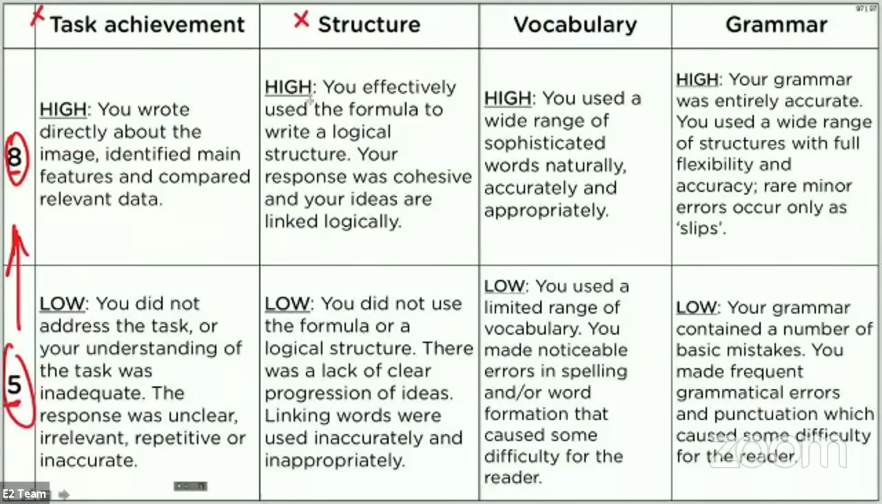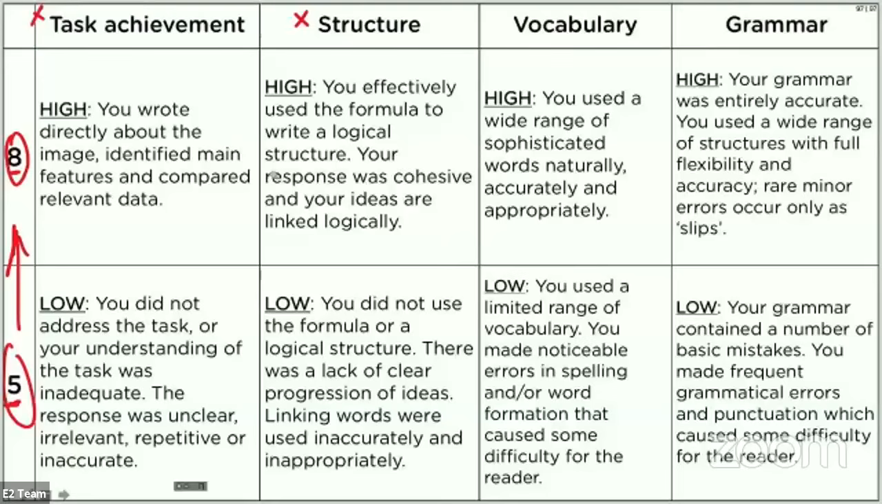Structure. 8 would be that you effectively used the E2 formula to write a logical structure. Your response was cohesive and your ideas are linked logically. There's a few different verb tenses in there. That's not good. Low, you did not use the E2 formula or a logical structure. There was a lack of clear progression of ideas. In other words, everything was jumbled up. Linking words were used inaccurately or inappropriately. So that would be a 5.